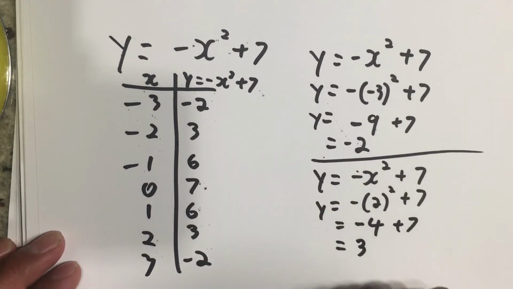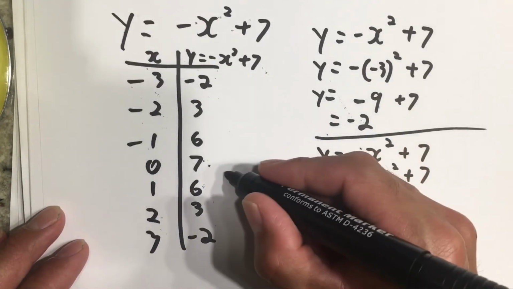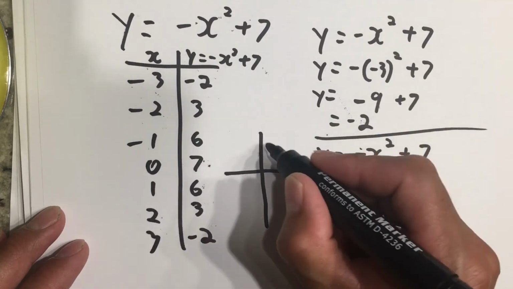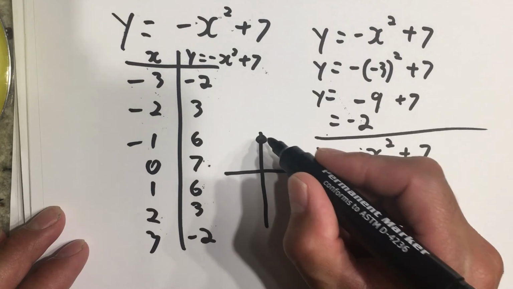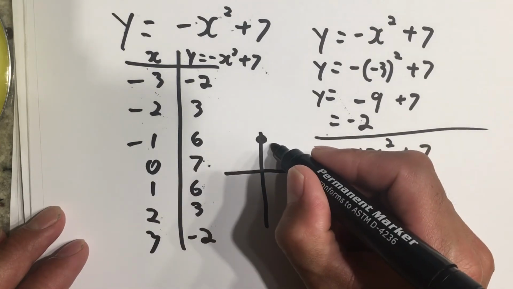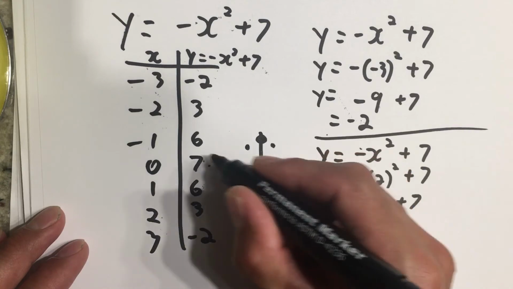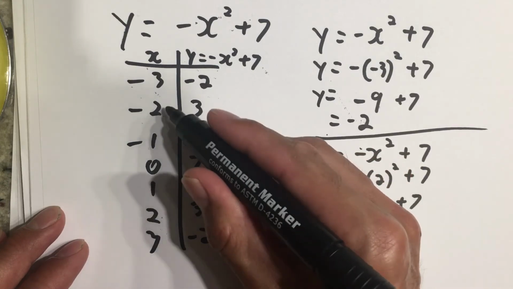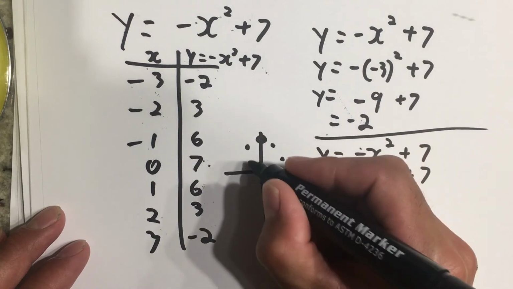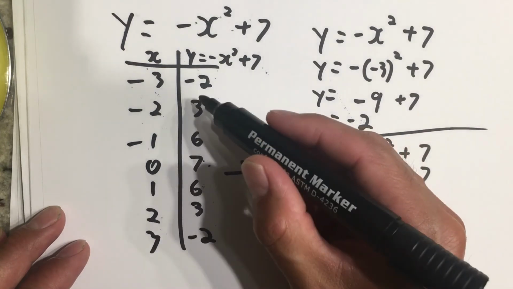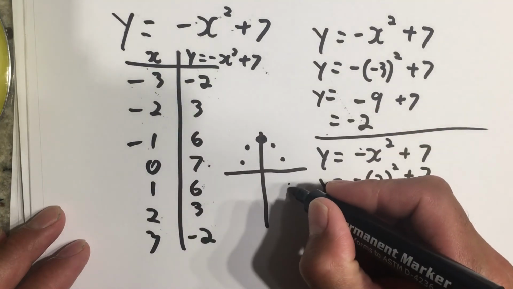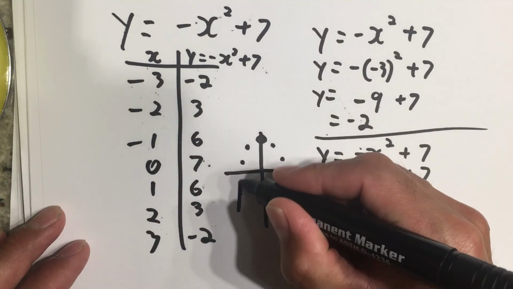I'm then going to plot all of these points. When x is 0, y is 7, that puts me up here. When x is 1, y is 6, that puts me down here. Likewise for -1. When x is plus or minus 2, y is 3, that puts me down here. And when x is plus or minus 3, that puts me at -2, which is down here, giving me this shape.